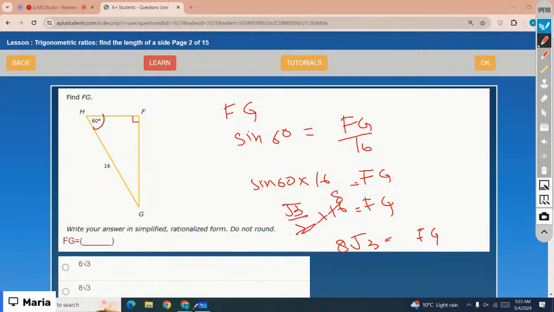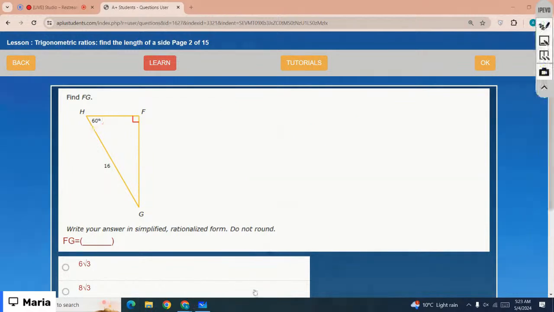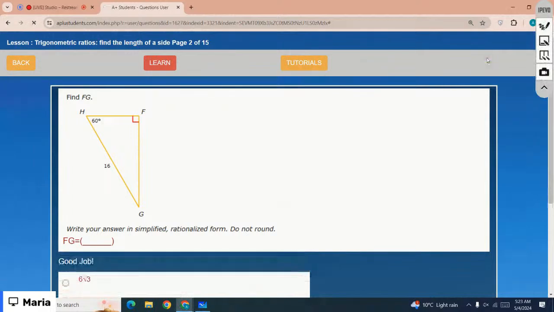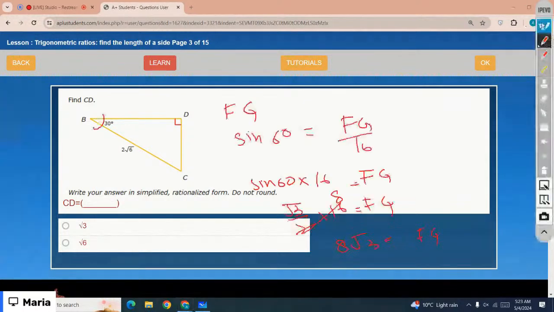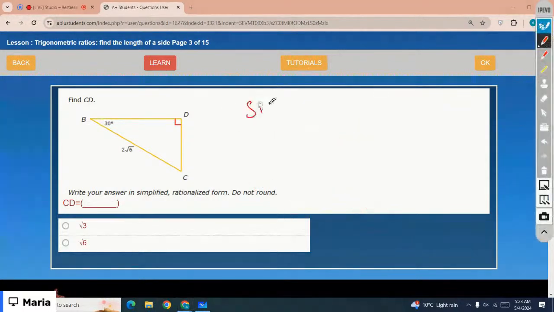With the next one. Okay, the next one is find CD. You have to calculate the length of side CD, right? So let's calculate sine of angle 30, right? Sine of angle 30 is opposite is CD and hypotenuse, that is 2 square root 6, right?